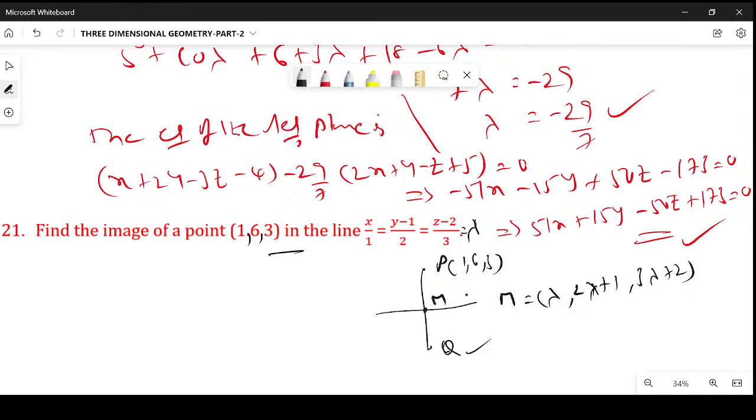Find the drs of PM bar, let it be A1, B1, C1. Given the line's drs A2, B2, C2, apply A1 A2 plus B1 B2 plus C1 C2 equal to 0. Find the lambda value, because I explained one problem in the plane. Similarly, you can try this also. The Q point you will get, 107 it comes.